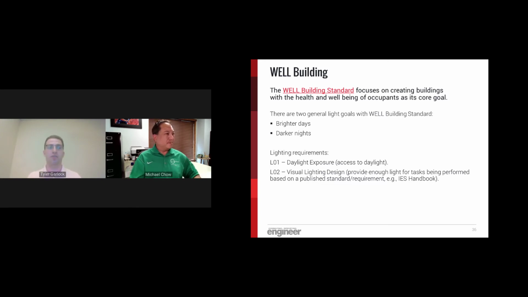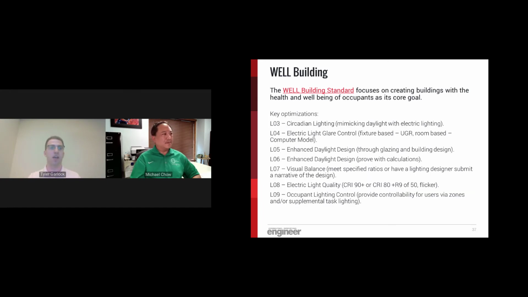So the WELL Building Standard version 2 has 2 lighting requirements that you must follow to meet the WELL Building Standard. L01 is daylight exposure: access to daylight, windows, the proximity of windows, getting that daylight into the space. And then L02 is the visual lighting design. So essentially, you're following some sort of standard or requirement, whether it's the IES Handbook or the subsequent RPs, and following that as your goal for your design in the space.